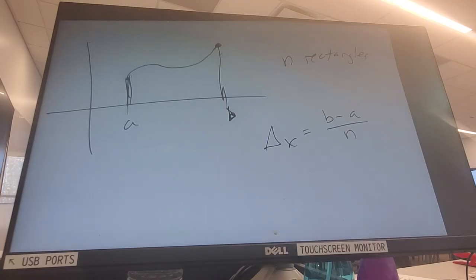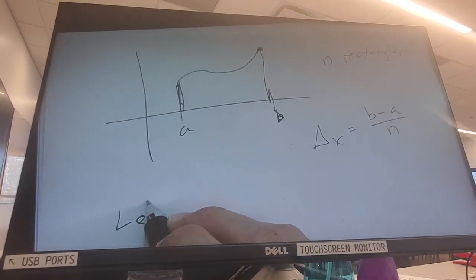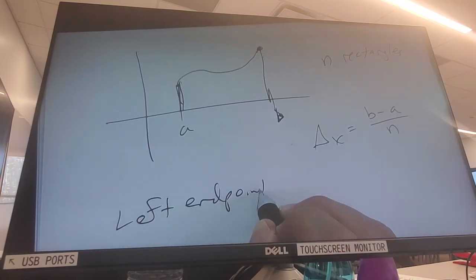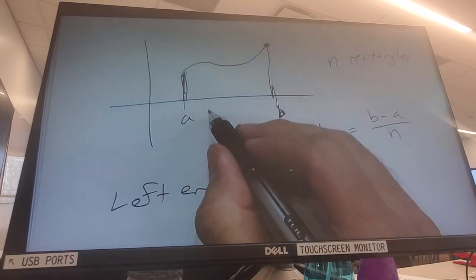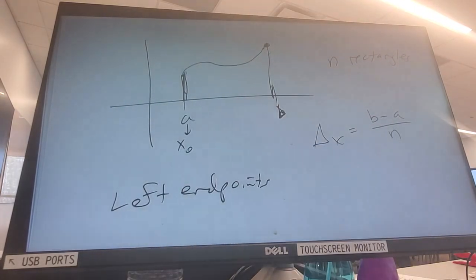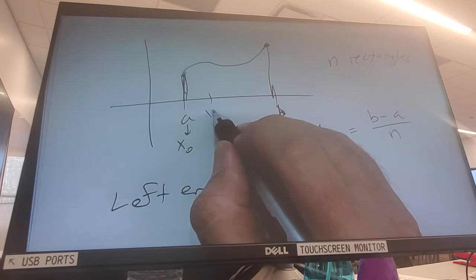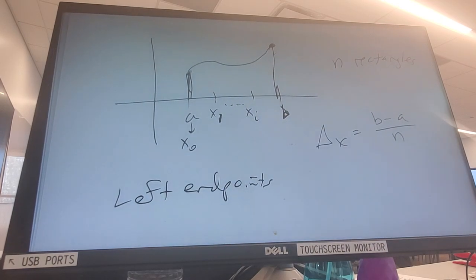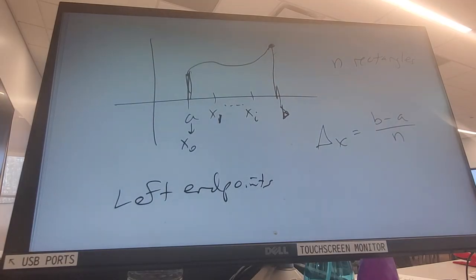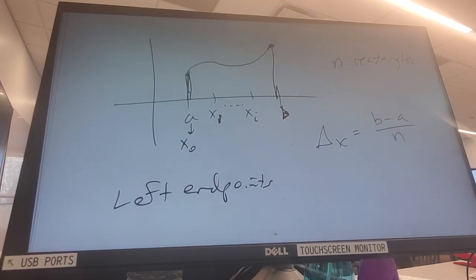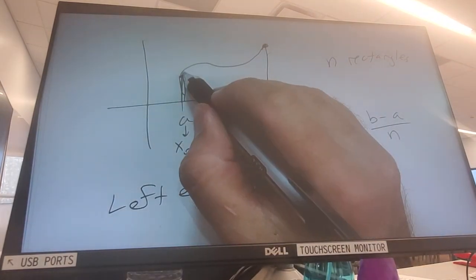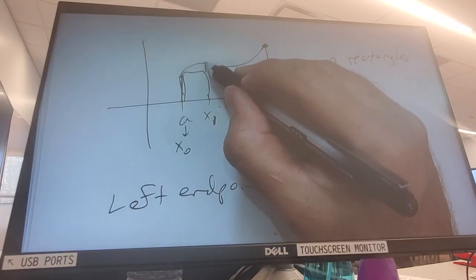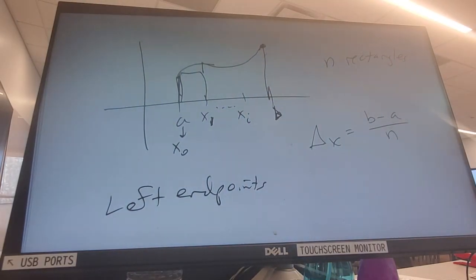Okay. Then, if, for example, I'm using left endpoints, and let me define this. This would be x0. This would be x1, Jeff. And then somewhere in here there's an xi, just a general xi in there. Are you guys kind of semi with me? So the first rectangle would start at x0 and end at x1. The second would start at x1 and end at x2, and so forth. Just like we did earlier.